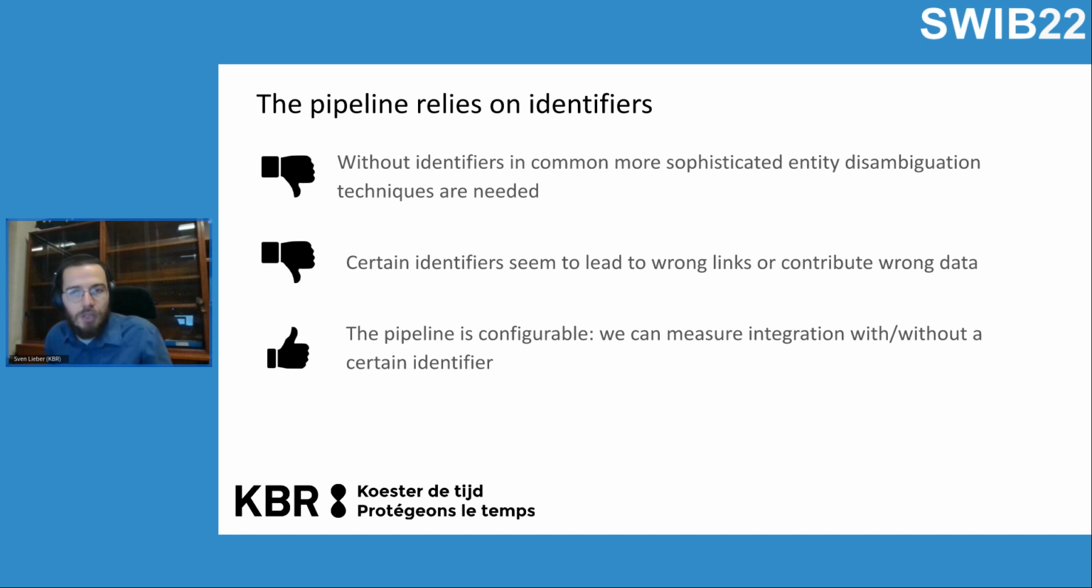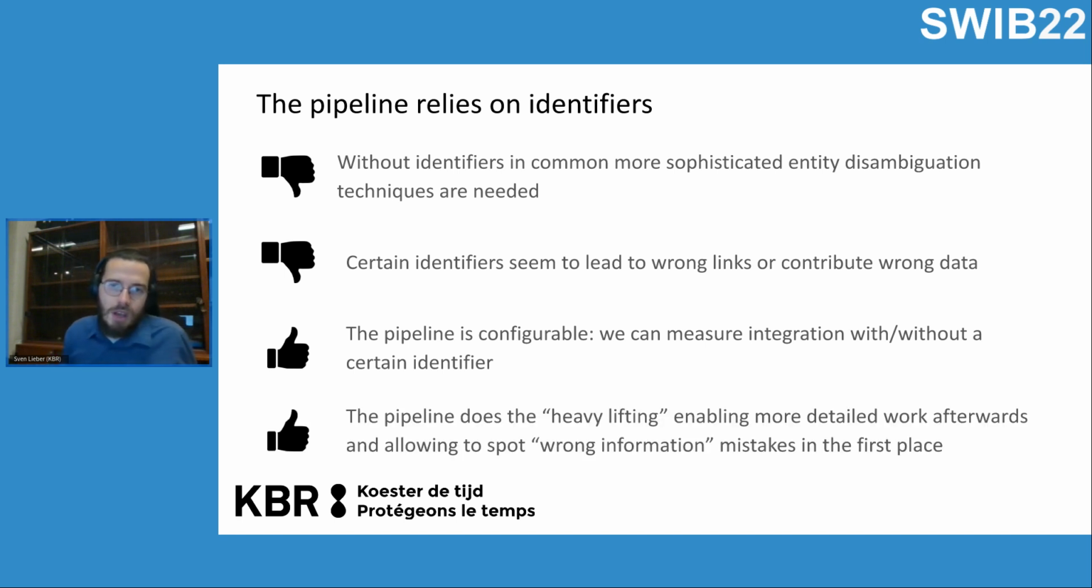So we could say, for instance, we integrate all persons only based on ISNI, and we can do the same again, where we say we take ISNI, VF, and Wikidata into account, and then we compare the overlapping outcome. And of course, the pipeline does the heavy lifting. From these 3,000 contributors, we don't have to check all of them, but the pipeline already shows us, based on a comparison, what seems suspicious.